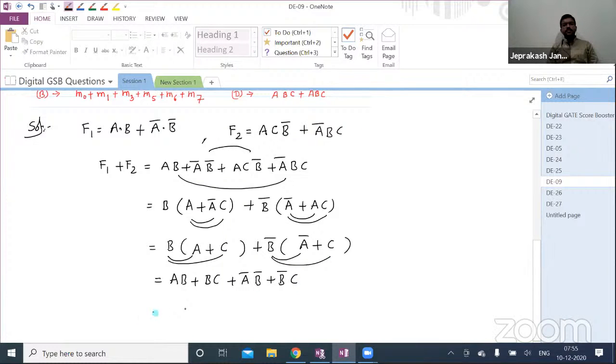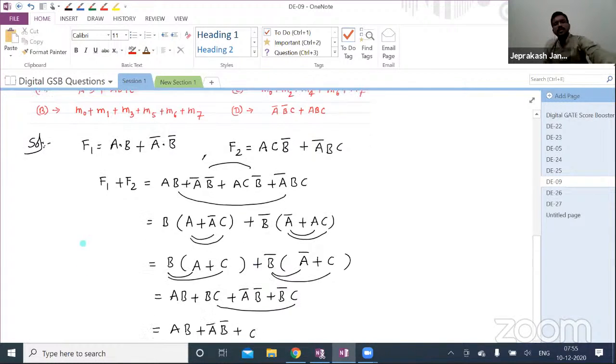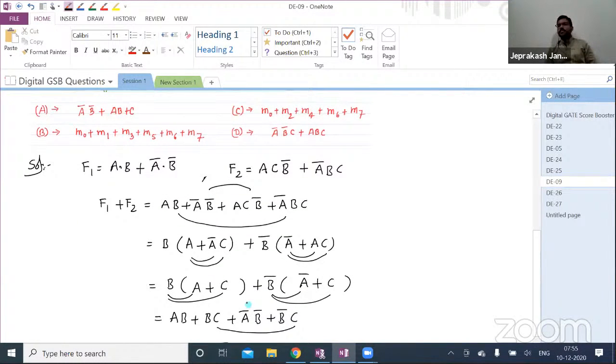Right. Now, AB plus A bar B bar, I have copied as it is. From these two, you can take C as common. Then B plus B bar is 1. Right. So just observe which choice has this function. AB plus A bar B bar plus C. Option A, right? In option A, you have A bar B bar plus AB plus C. So option A is correct.